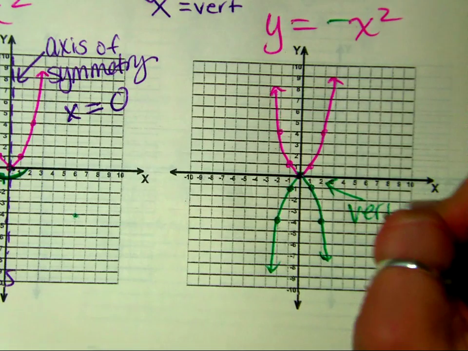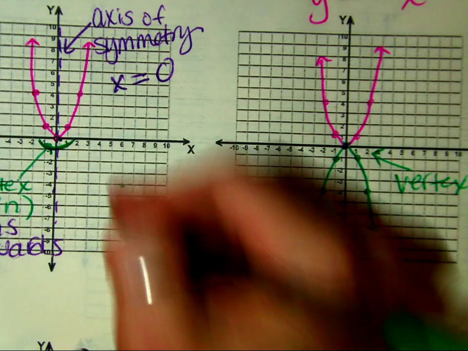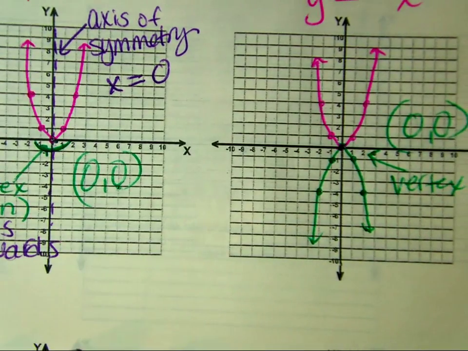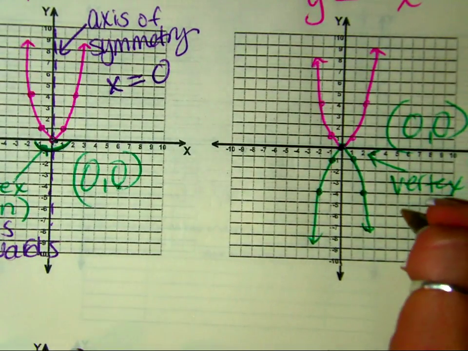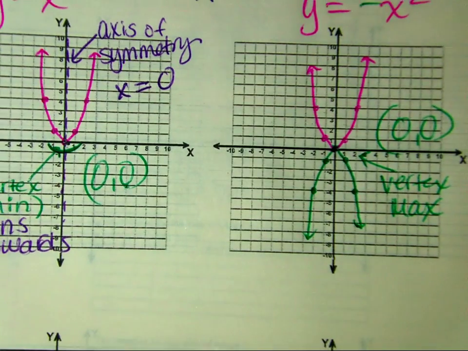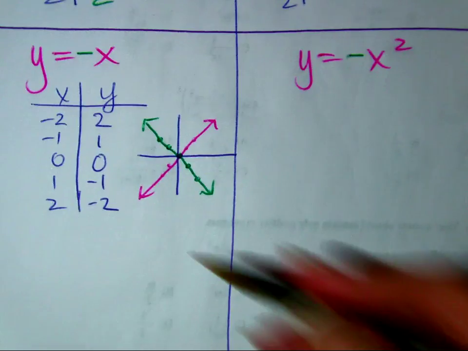By the way, is your vertex the same in both? Your vertex is 0, 0 here, and it's 0, 0 here. It's just now a maximum. This is actually not that bad, is it? Because I got one more thing to show you, and then you're going to have literally 6 problems to practice. Okay, good so far? All right, so now let's go back over here, and we're going to do one more thing.